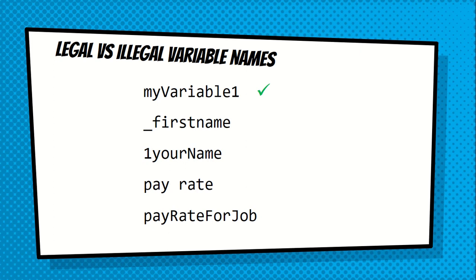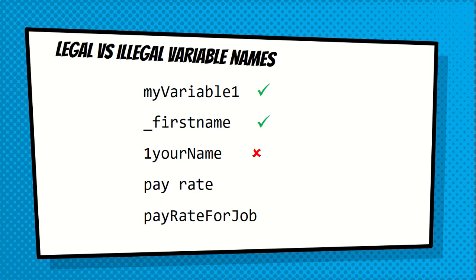The second one, underscore first name. Yep, that's allowed too. That meets all the requirements. It starts with an underscore. It's a bit funny looking, but you're allowed to do that. As opposed to the third one, 1 your name. It's got all the characters in it that it's allowed to have, but the problem is it starts with a number. So that means it's illegal. You're not allowed to use that.